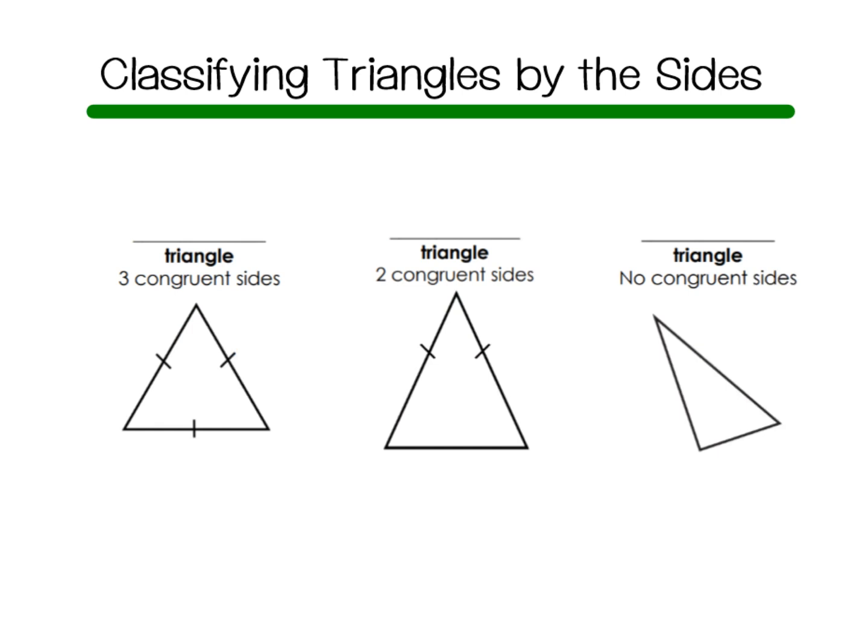So if we have all three sides congruent, it's called an equilateral. Equilateral. Lateral means side, so equa is like equal, so equal sides. So 3 congruent sides is equilateral. 2 congruent sides is isosceles. And if you have no congruent sides, that's scalene.